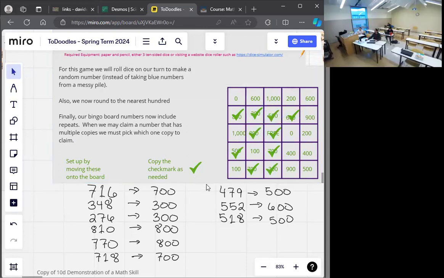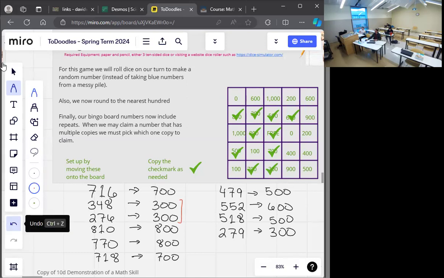Anyone have bingo yet? 279. 200, this one is going to be interesting. So 279 to the nearest 100 would be 300, but we already have 300 happening twice. There's no more 300s on our board. So what number that's not claimed yet on our boards is closest to 279?